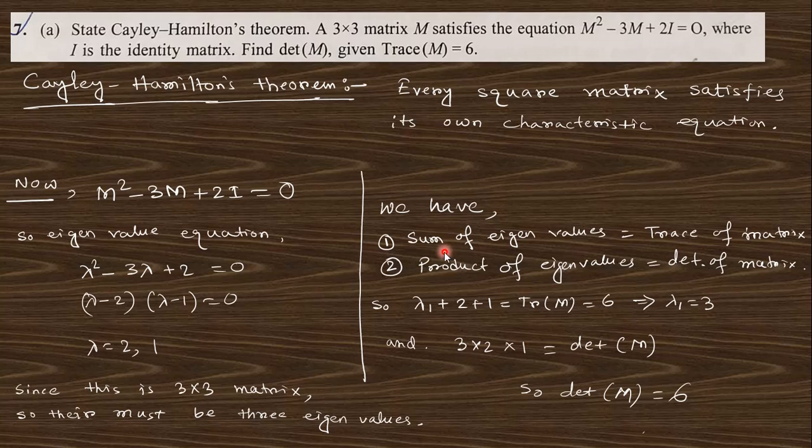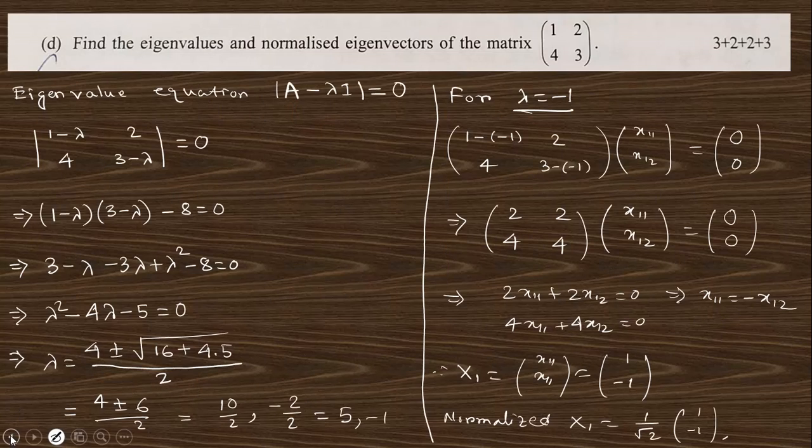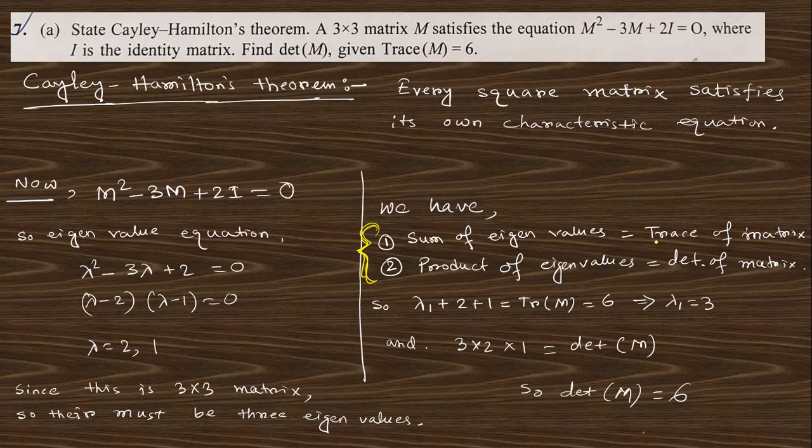formulas: the sum of eigenvalues equals the trace of this matrix, and the product of all eigenvalues equals the determinant of this matrix. These two formulas are very important. Without finding the eigenvalues and eigenvectors in the previous process, you can also find them by using these two formulas. So this is an important formula. The sum of eigenvalues equals the trace of the matrix, and the product of eigenvalues equals the determinant of the matrix.